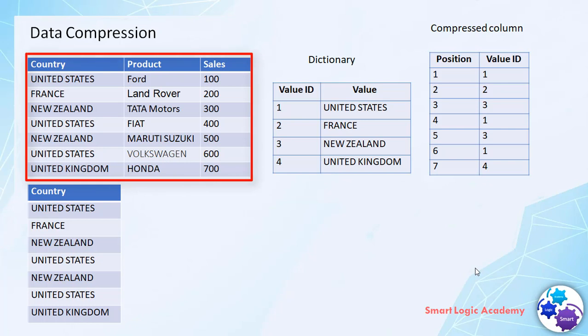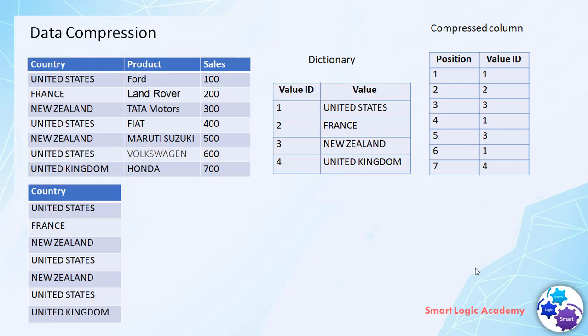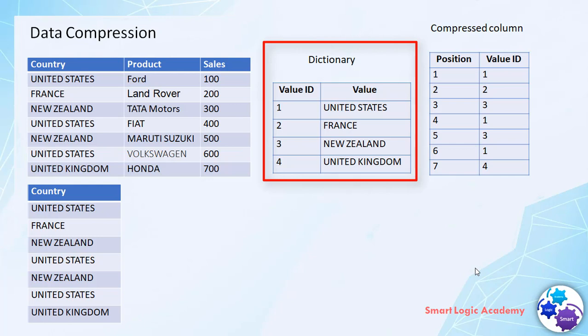Now let's take an example. Here, this table shows sales information. As we know, SAP HANA by default uses dictionary compression to compress all the columns in a table. For that purpose, it creates a dictionary which holds all the distinct values in a particular column. For example, here this dictionary holds all the distinct values in the column country.